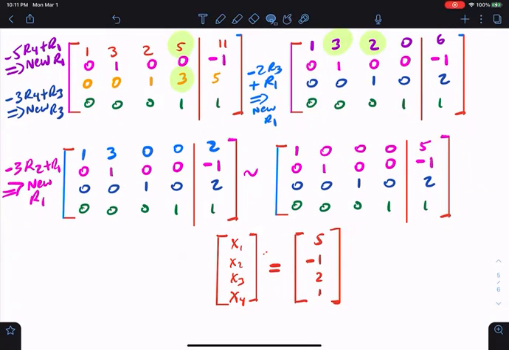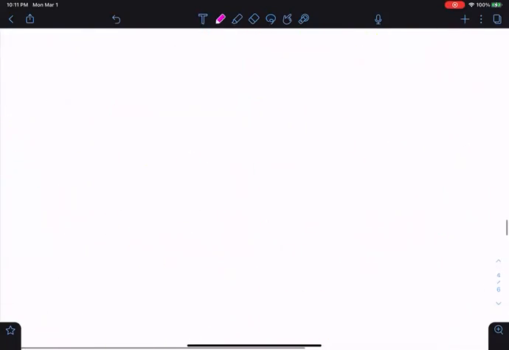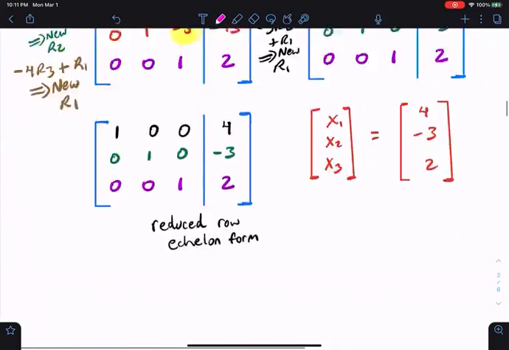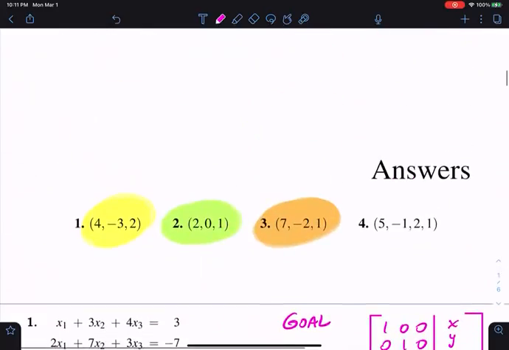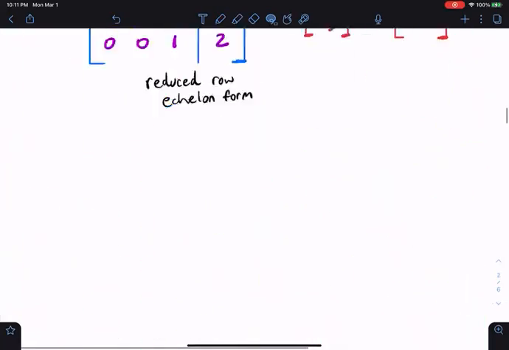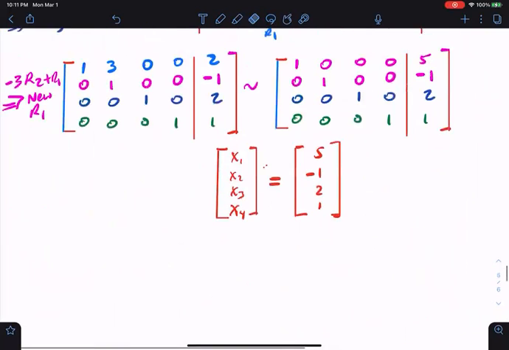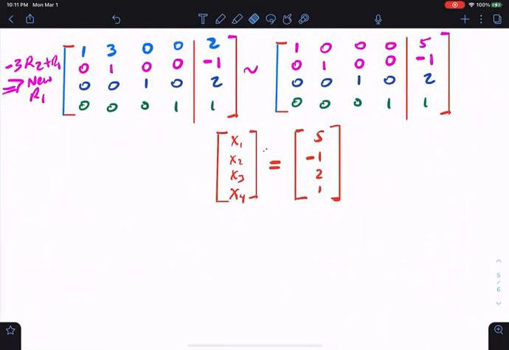Let me double check my solution. You have 5, negative 1, 2. Hopefully that's right. This is the answer for this problem. Hopefully we get it right. If not, then I can fix it, that's not a big deal. They got the same as I do.